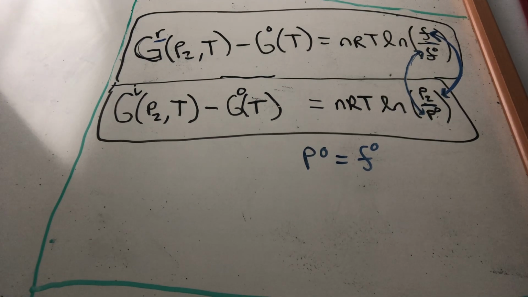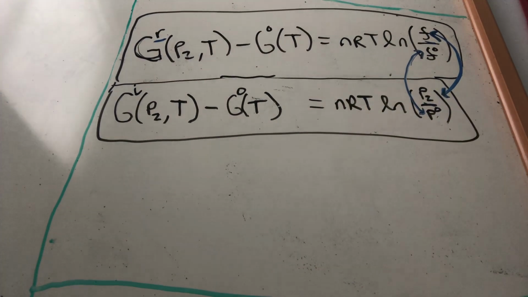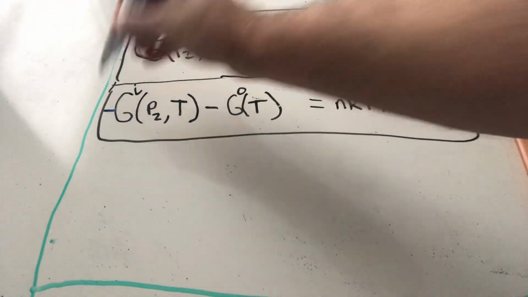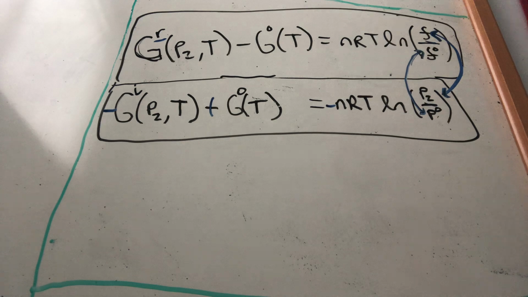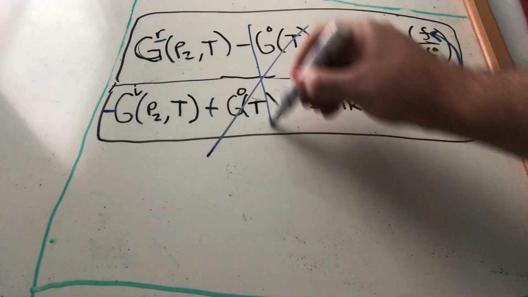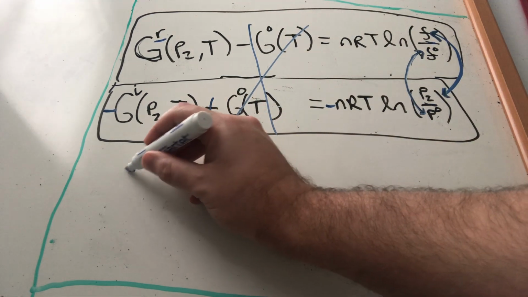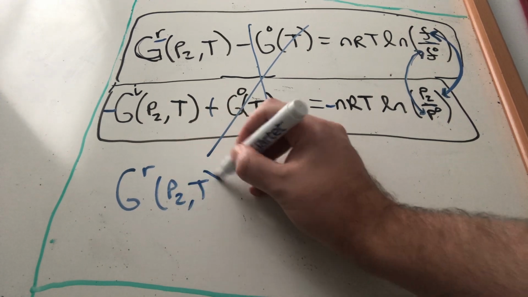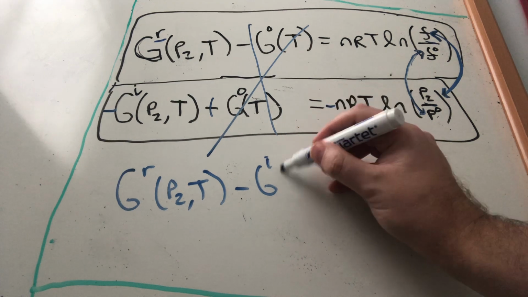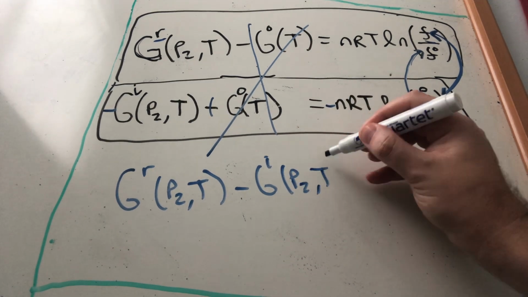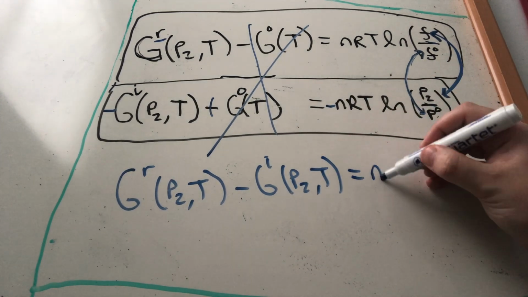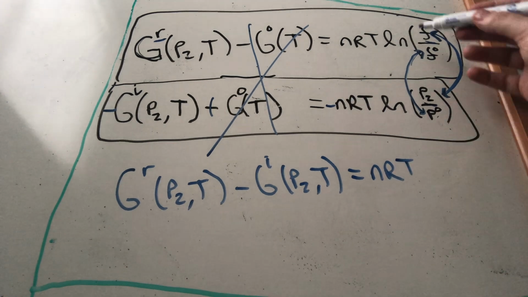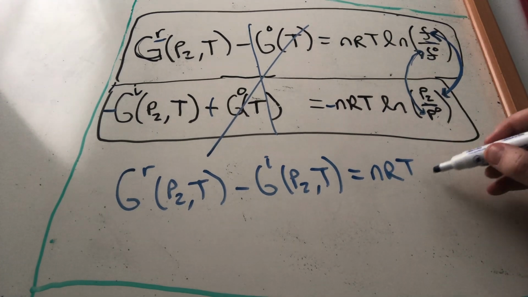To drive that point home, we can take these two expressions and subtract them. And it's interesting when we subtract these two expressions from one another, we see that the standards go away. I'm going to have a GR of P2 and T here minus a GI of P2 and T here. On this side, I'm going to have an nRT, and I'll have two natural log terms that are subtracting each other.